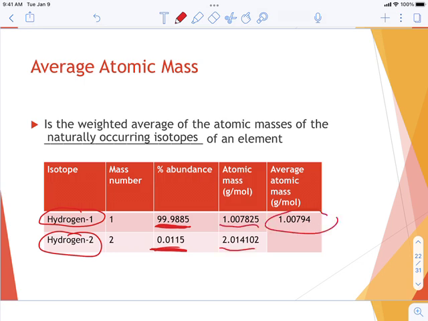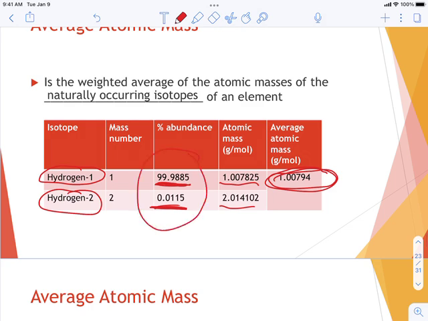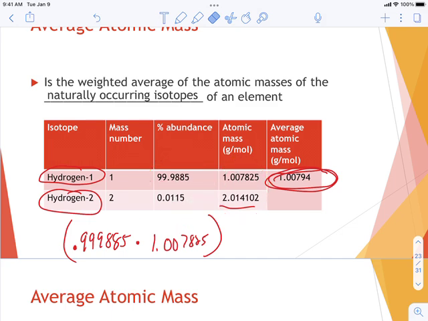This is the number you see on the periodic table. So how we find that is we multiply these numbers by these. Let me say that differently. We would take this 99% and we'd get it out of percent form, right? We'd move the decimal 2 places to the left. And we multiply that by the atomic mass of that isotope. Okay, so I multiplied this by this.